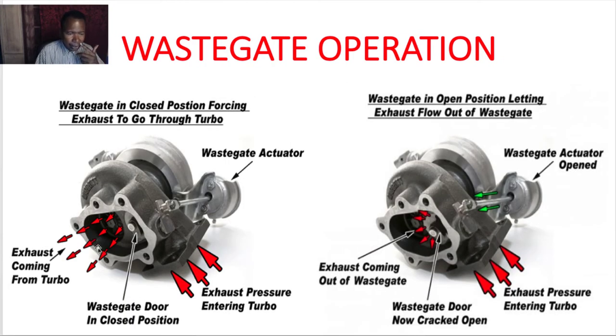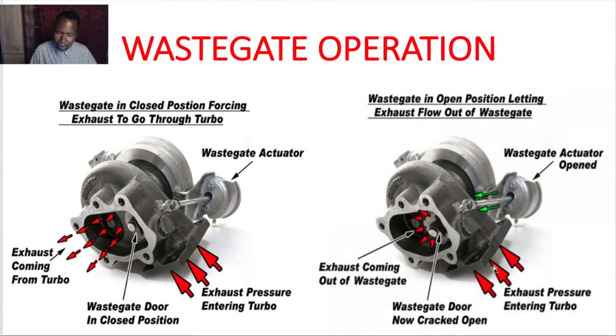You can see here the wastegate in a closed position, forcing exhaust to go around through the turbine. See, the exhaust is going in. This is my wastegate actuator. It's closed, and all the exhaust goes to the turbine. You see here, that's a wastegate door. In this case, when the wastegate is in the open position, it lets exhaust flow out of the wastegate.